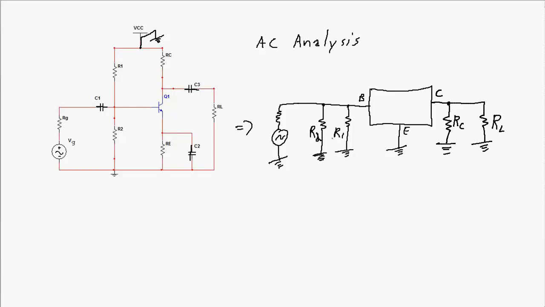Now, if desired, I could simplify this a little bit more. I could combine these two resistors to make one equivalent resistor of R1 in parallel to R2. And I could also combine RC and RL into one equivalent resistor and make it the equivalent RC parallel to RL.